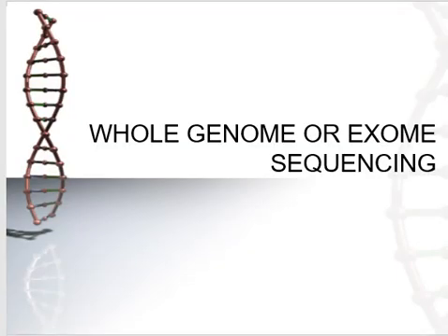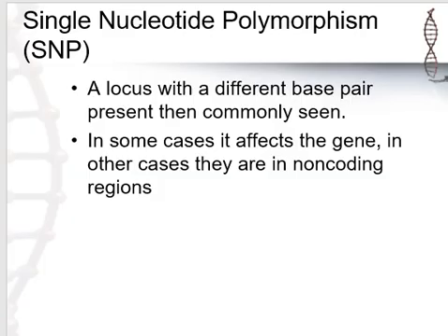Whole genome or exome sequencing. Single nucleotide polymorphism, or SNP, is a term you're probably going to hear quite a bit. It is a locus with a different base pair present than commonly seen. In some cases, it affects the gene. In other cases, it's in a non-coding region. Humans are 99.9% similar. Small changes in the genome make the differences between one individual and another.